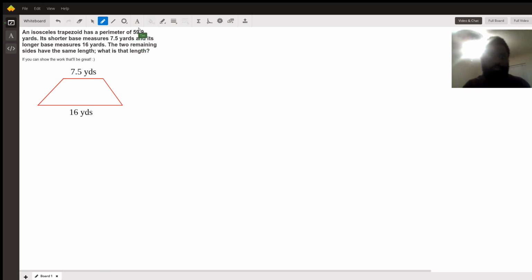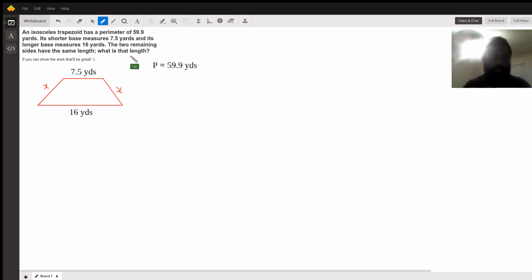And the perimeter is 59.9 yards. The remaining sides have the same length. These are the sides we don't know. So we have to find out what the side is.